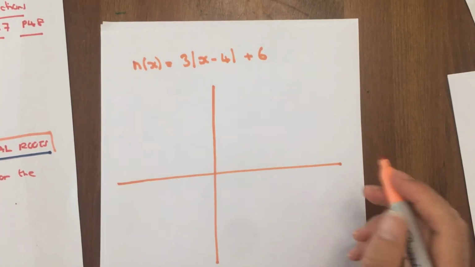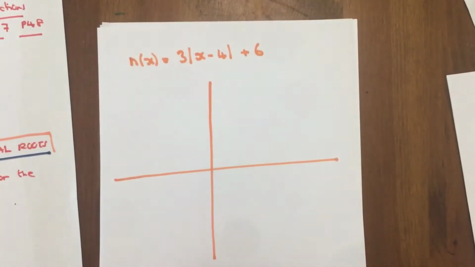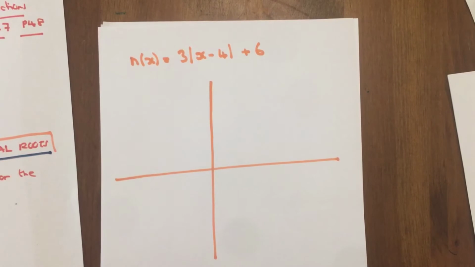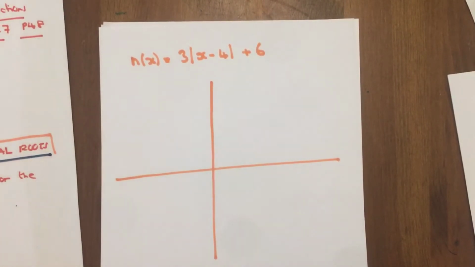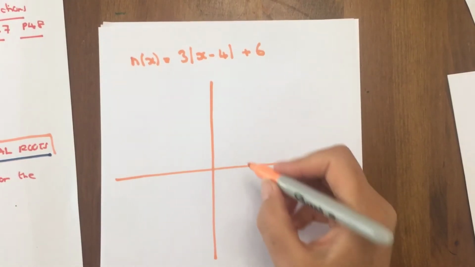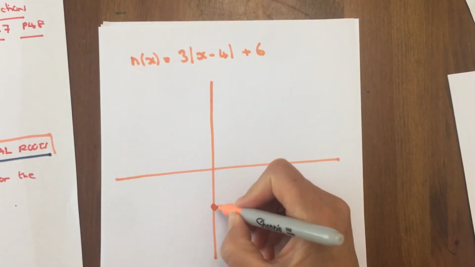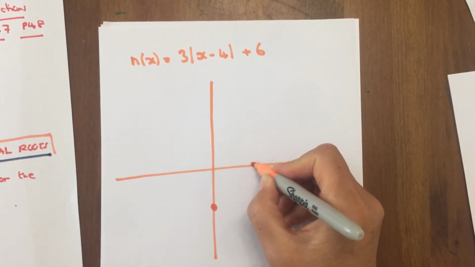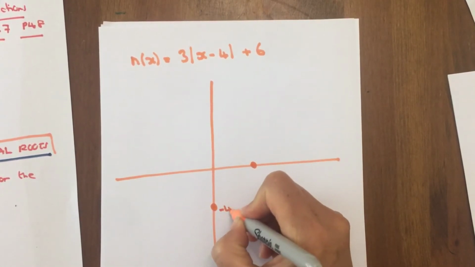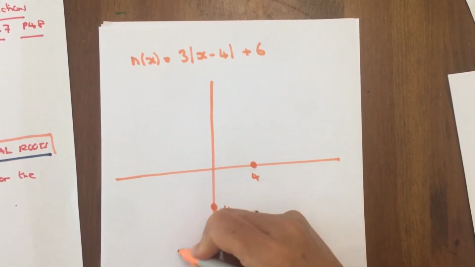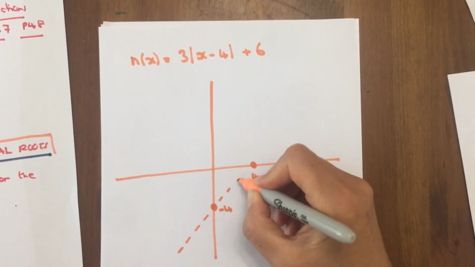So to sketch, we've got transformations and we've got modulus all together here. So the first thing I'm going to plot is y equals x take away 4. I know that when x is nothing, y will equal minus 4. When y is nothing, x will equal 4. So I know it goes through here. I'm just going to do it with a dotted line for the moment.